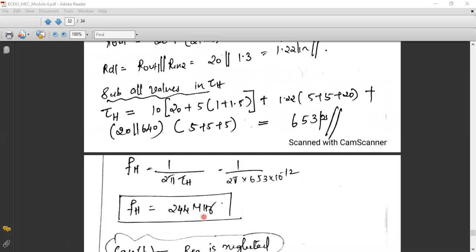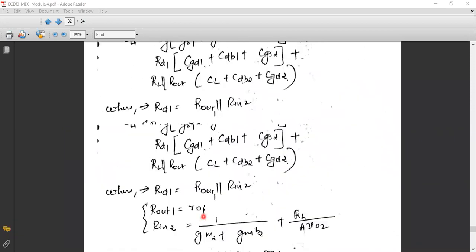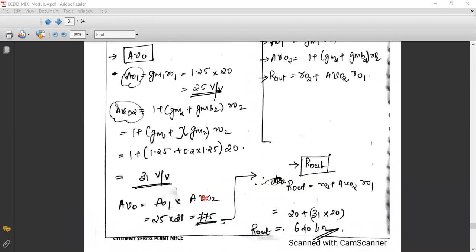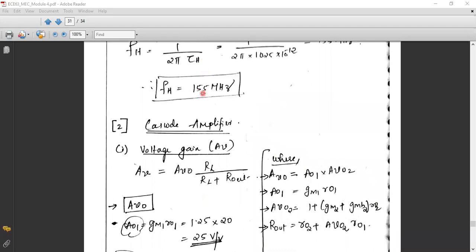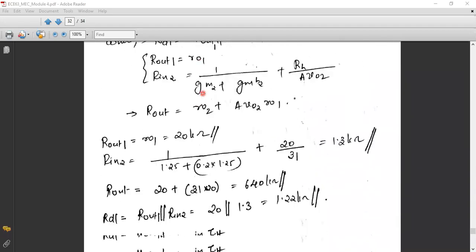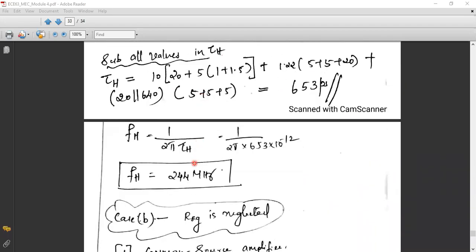Now compare this answer with your previous answer, that is the cutoff frequency of the CS amplifier. That is 155, which has now become what? 244. Right? 155 has become 244. So that condition has been violated, isn't it? That is actually what we are expecting. If gain is to be increased, bandwidth has to be decreased.